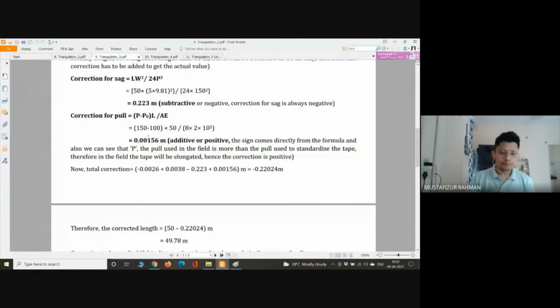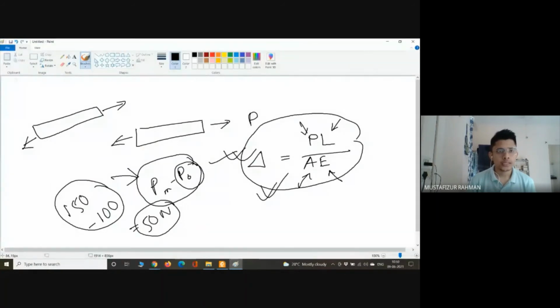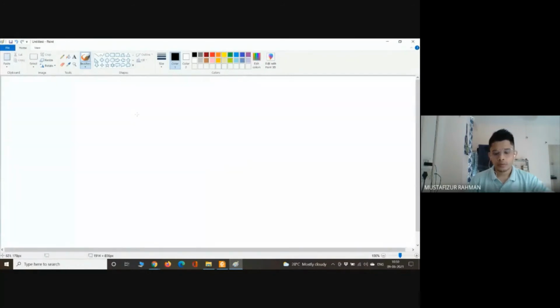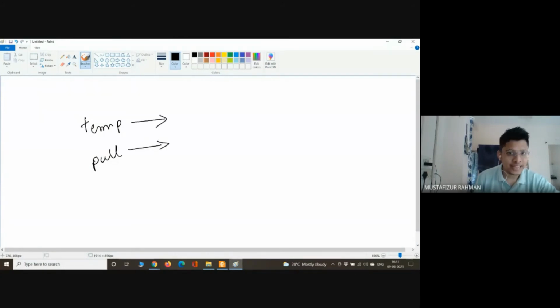Again, if the pull is greater than the standard pull, the correction is positive. If the pull is lower than standard pull, it is negative. So even if you forget the formula sometimes, please remember always this thing, right? This temperature and pull. Correction due to temperature and pull can be both positive and negative.